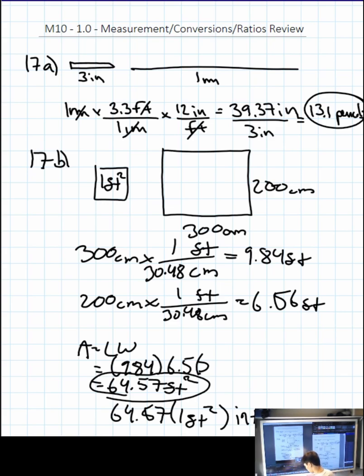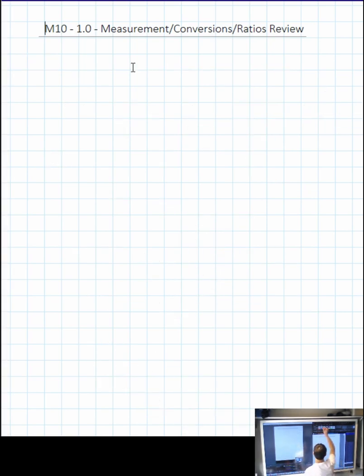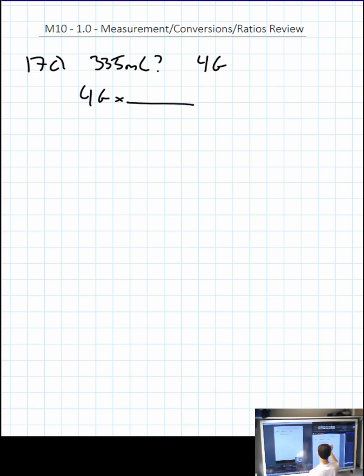Awesome. All right, 17C. How many 335 milliliter pop cans can fit into a 4-gallon bucket? So let's take 4 gallons on the margin, 4G, and times it by a conversion factor. So we're going to have 1 liter on the top and 0.26 gallons on the bottom. And we take 4 and we divide it by 0.26, we get 15.38. And that's going to be liters.